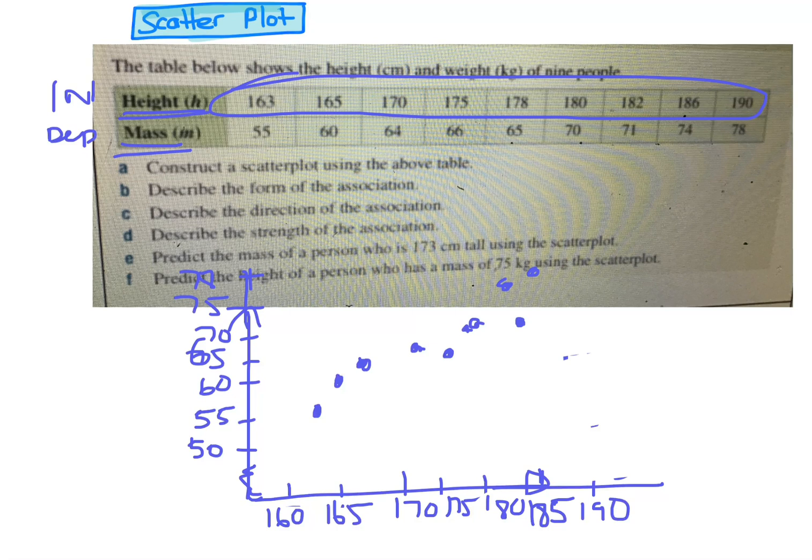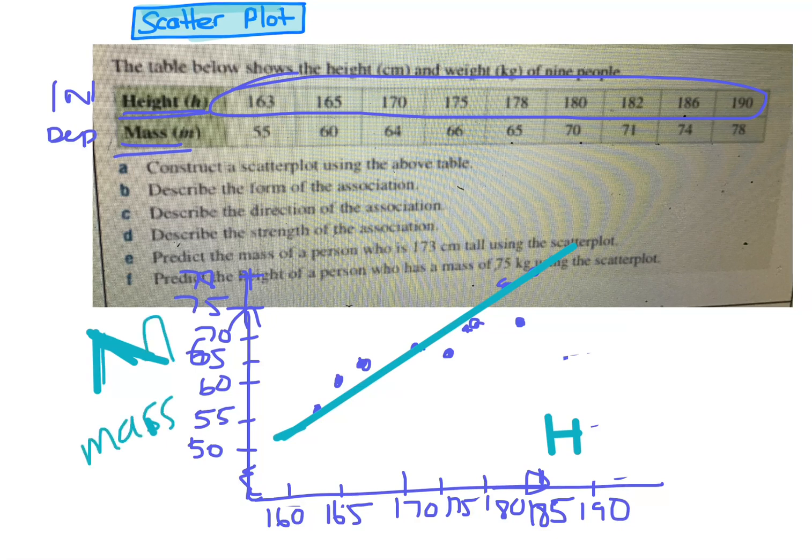Okay, so if you look at this, there's definitely a trend there. You can see that as the x is increasing, so the height is increasing, the mass of the person will also increase. So there is a definite relationship between the height and the mass of a person.